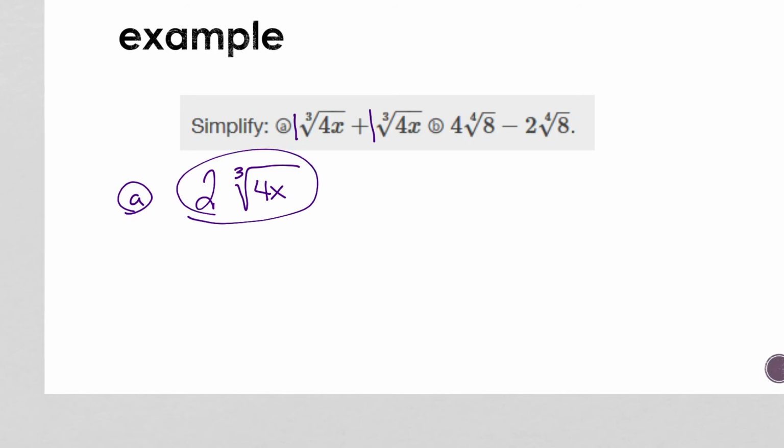All right, let's look at part B. All right, again, look at your index. They do match. Look at what's under the radical. They also match. So what you subtract in this case is the 4 and the 2. So 4 minus 2 is 2, and then nothing changes, the index or the radicand. Do not change.